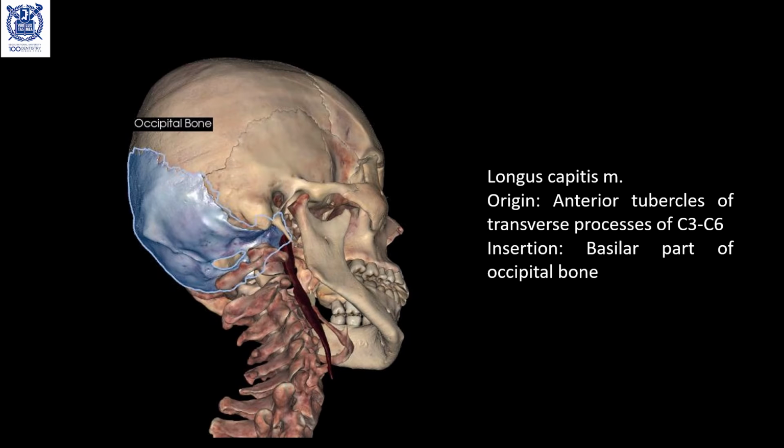It is innervated by a branch of the cervical plexus from C1 to C3 or C4. Longus capitis has several actions. Acting unilaterally, it flexes the head and neck laterally, or rotates the head ipsilaterally. When acting bilaterally, this muscle flexes the head and neck.